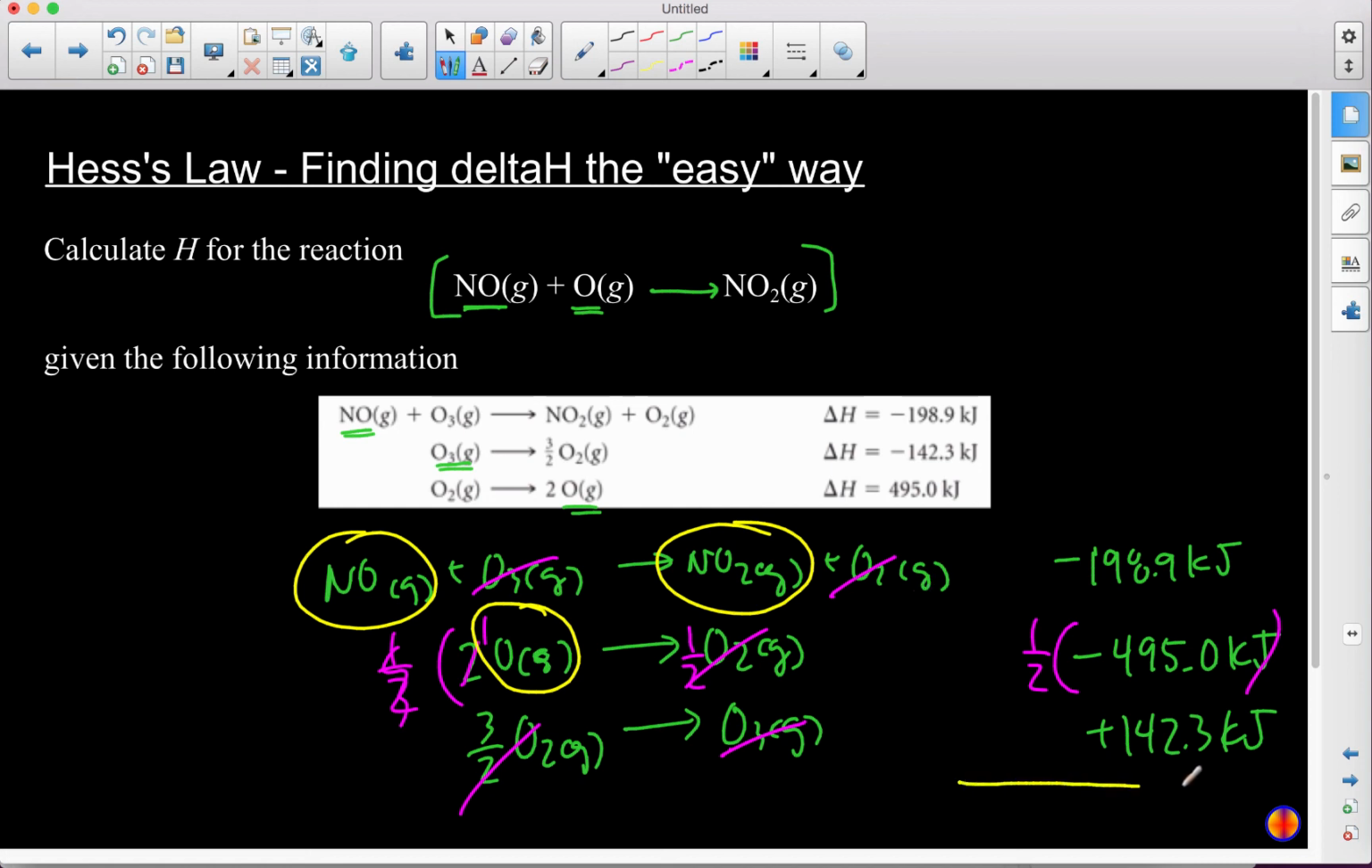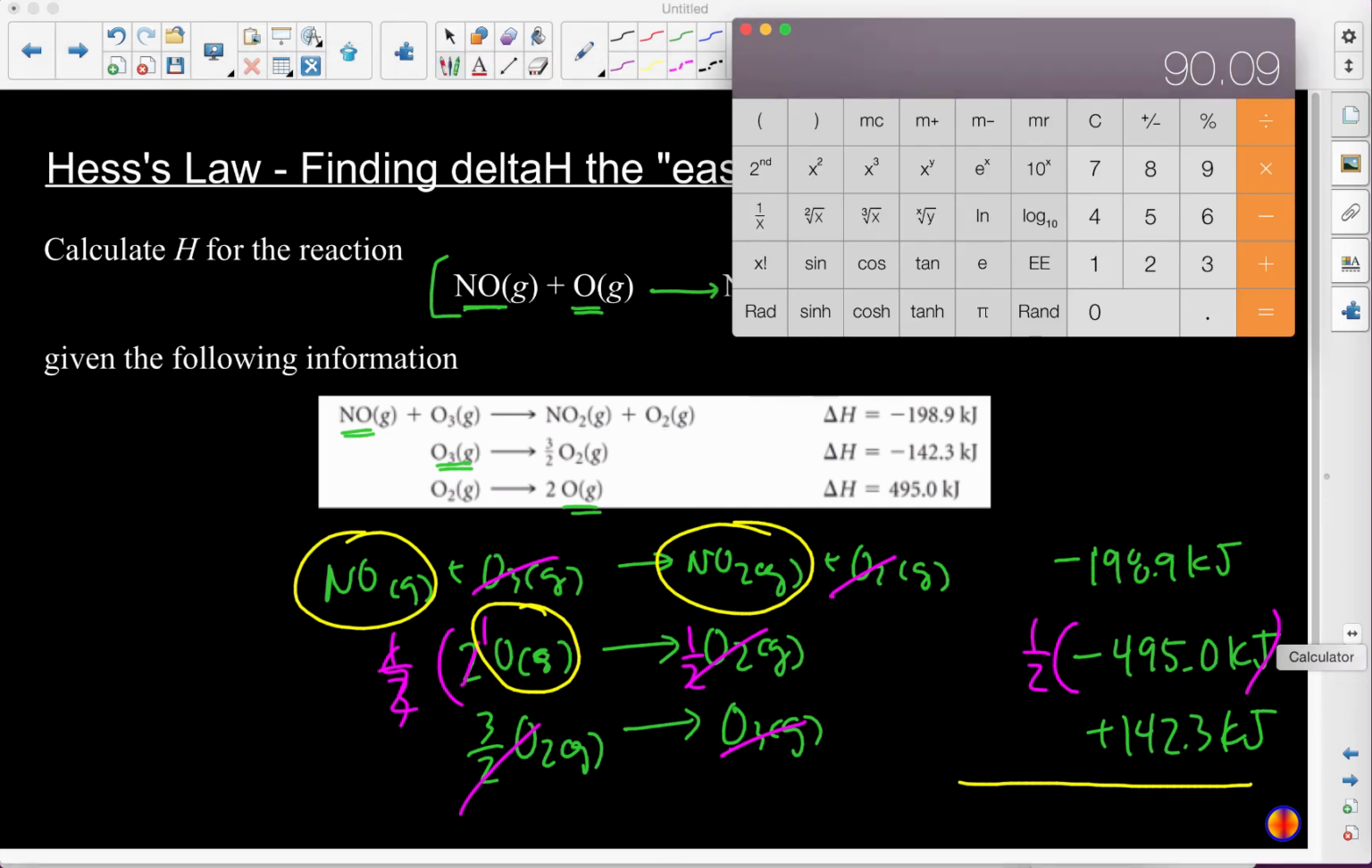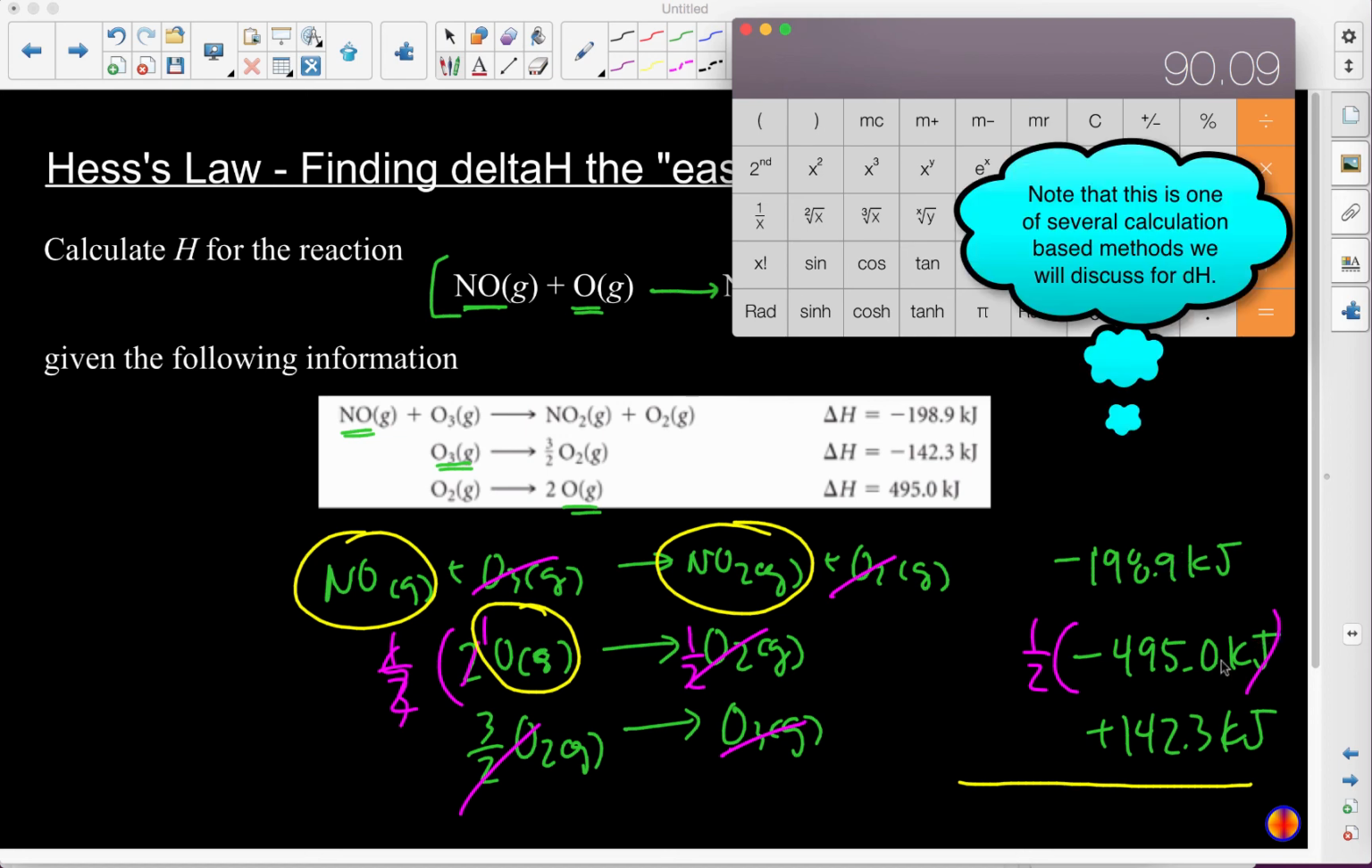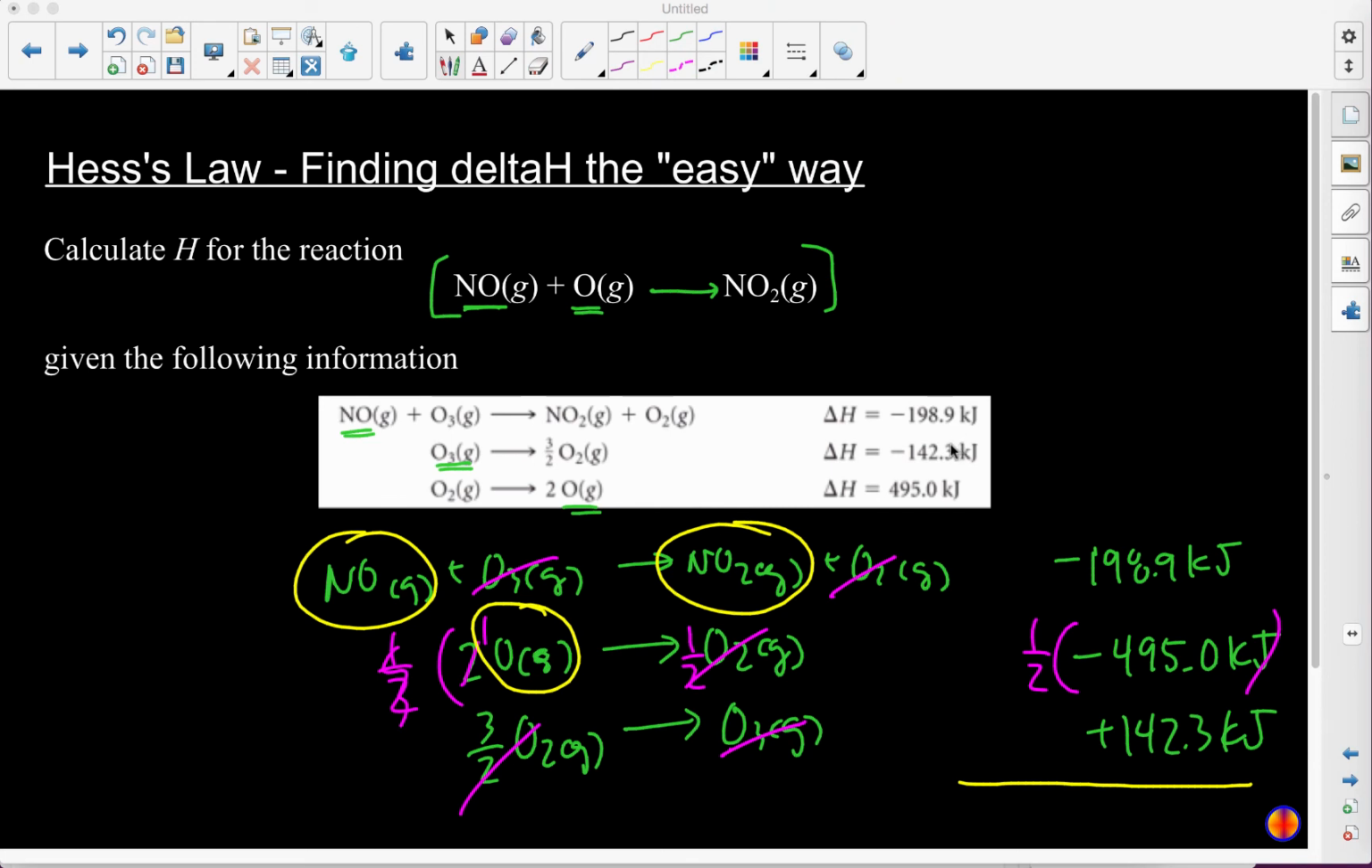So then all we're going to do is take our values and add them together. That's how I like to think about it. I'm just going to take negative 198.9 plus 1/2 of negative 495 plus positive 142.3, okay? And that's going to give us our final number, which I think you can do on your own, I feel like.